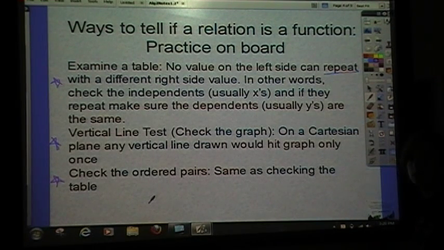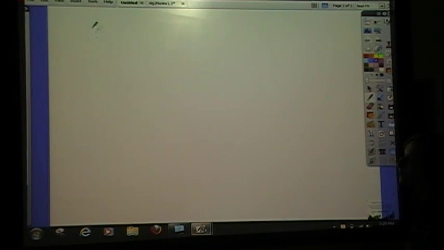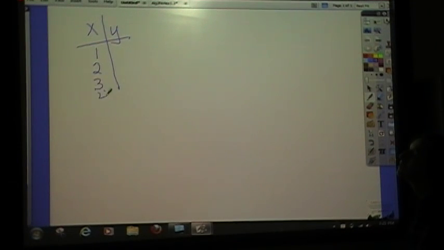The last part is check the ordered pairs, and this is the same as checking the table. You check the X's, you look for repeats, and if anything repeats, you need to make sure it's an exact match. So let's look at an example here. Here's an XY table. 2, 3, 4, 5, 6, 7, 8. Is this a function or not?